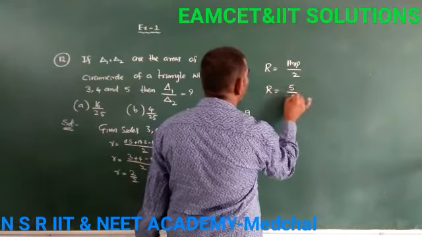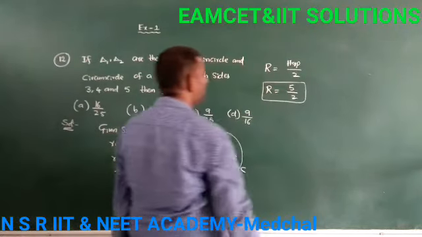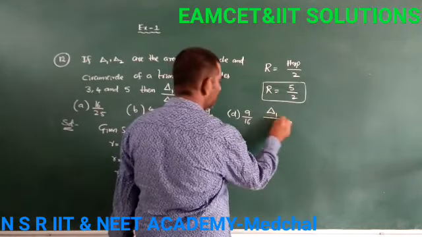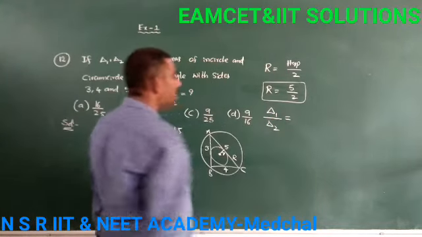So what is the hypotenuse here? 5. So capital R value is 5 by 2. Now we have to find delta 1 by delta 2.